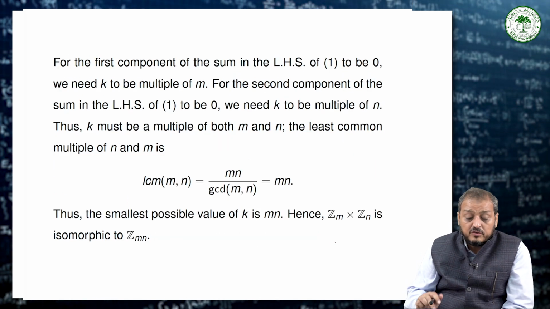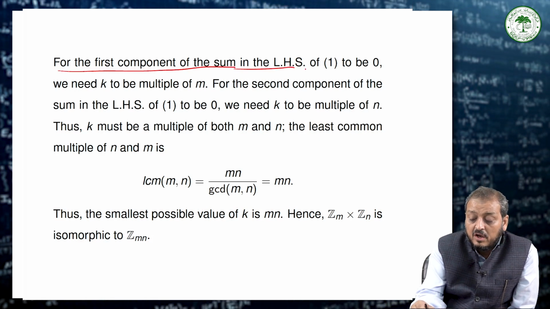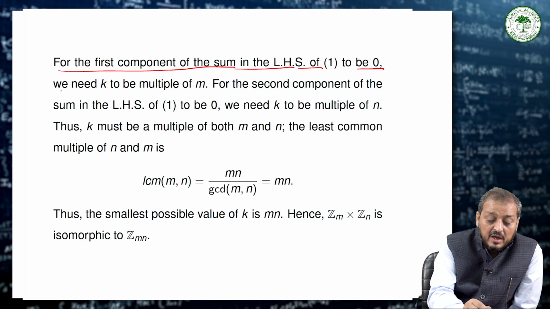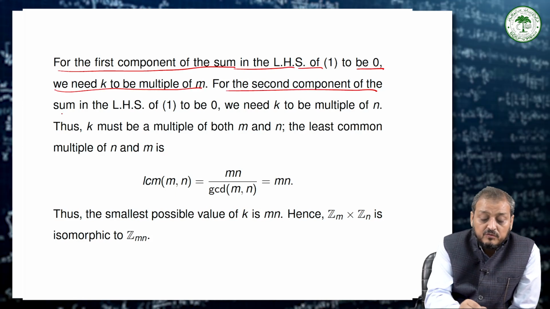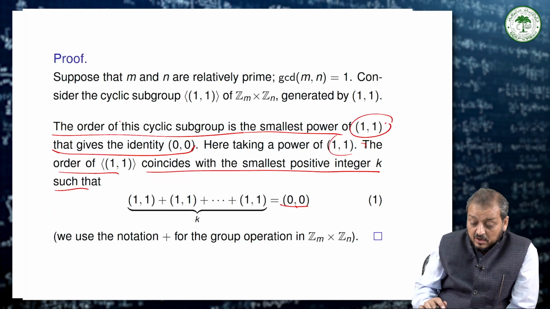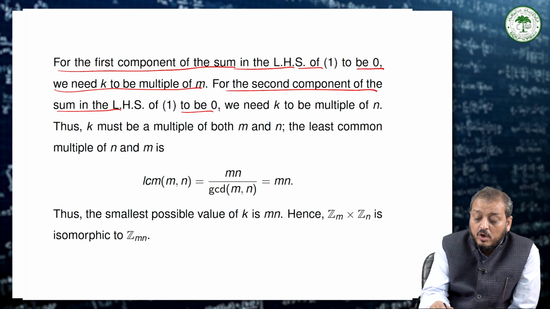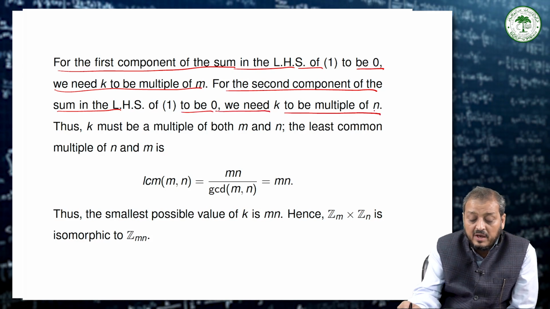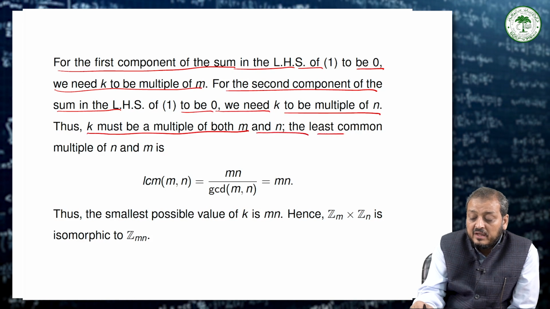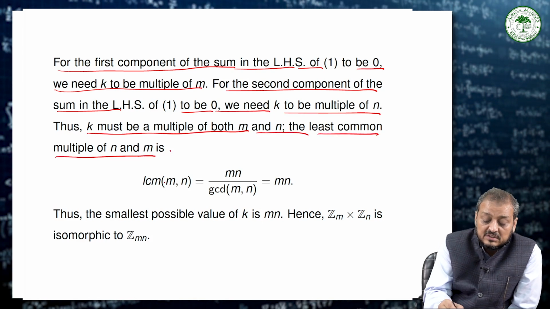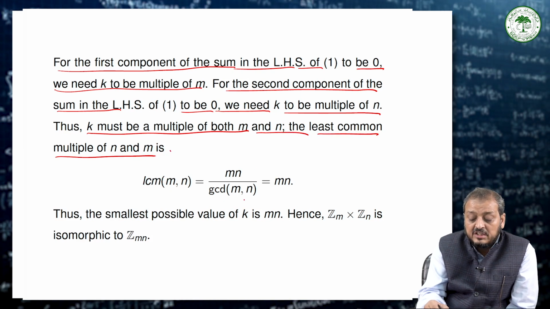Now for the first component of the sum on the left-hand side to be 0, we need k to be a multiple of m. For the second component to be 0, we need k to be a multiple of n. Thus k must be a multiple of both m and n, and the least common multiple of m and n is equal to mn divided by GCD(m, n).